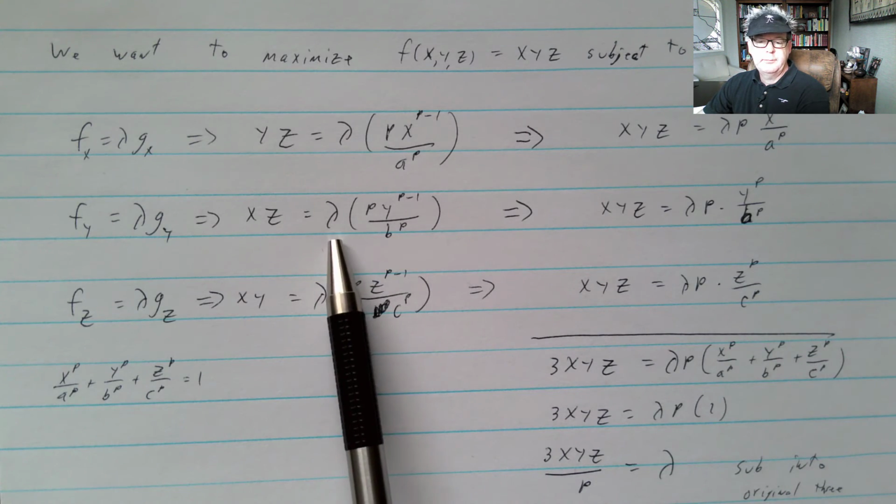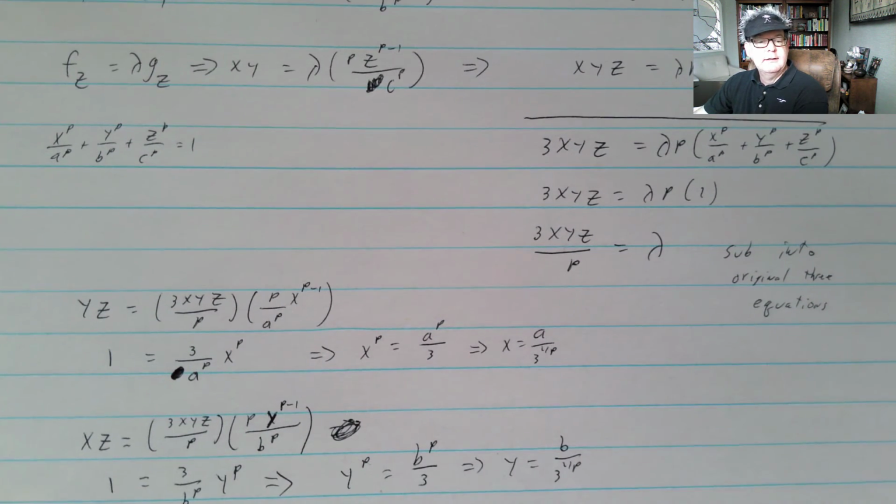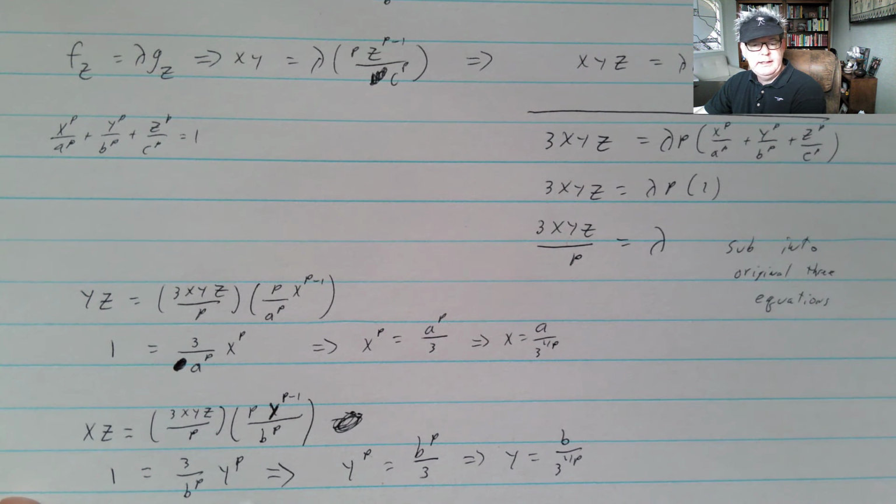Again, if I substitute in what lambda equals right here into here, then I get xz is, there's the lambda, times p, y to the p minus 1 over b to the p. Again, I'll divide out the xz, so those could be zeros, but they lead to the min. The p's cancel. We still have a y, so y times y to the p minus 1 gives me y to the p.